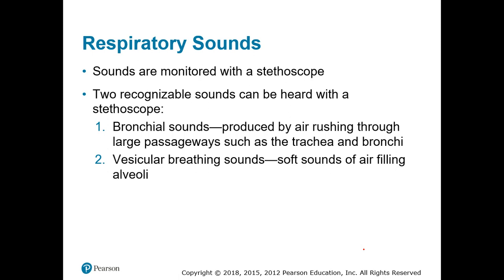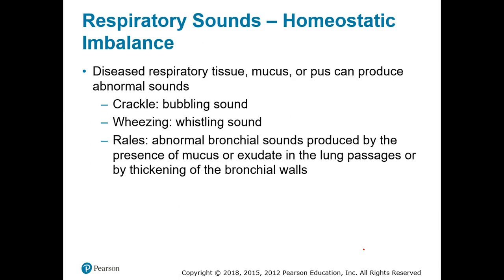Now, there are two recognizable sounds that can be heard with a stethoscope. The first one is your bronchial sounds, and this is produced by air rushing through those large passageways, such as your trachea and your bronchi. The second one is the vesicular sounds. These are soft sounds, and this is produced by air filling your alveoli within your lungs.